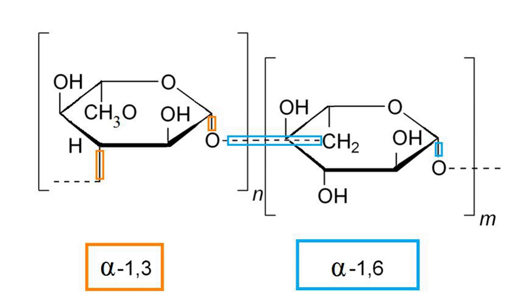The different types of categorizations differ based on their specificity for substrates. Most generally, they are divided into four groups: absolute, group, linkage, and stereochemical specificity. Topic: Absolute specificity.